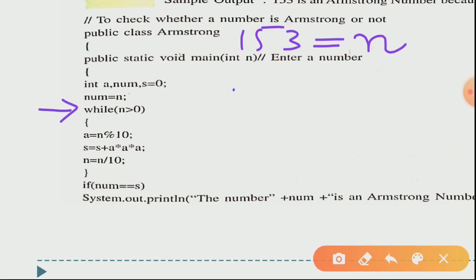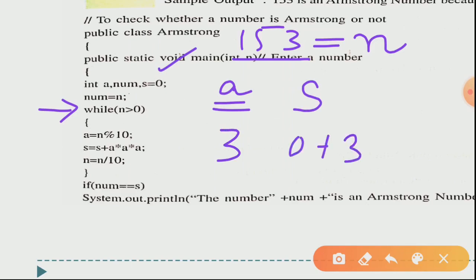Now over here, see a, the value of a is what, n modulus 10. It is going to give you the remainder. So if you divide this 153 by 10, then the remainder you are going to get is what, it is 3. Okay, now regarding this s, the initial value of s was 0. Yes, so it is going to give you what, 0 plus the cube of this number. Yes, now again this n will be divided by 10, and if you divide this n by 10, then the value of n becomes what, it becomes 15.